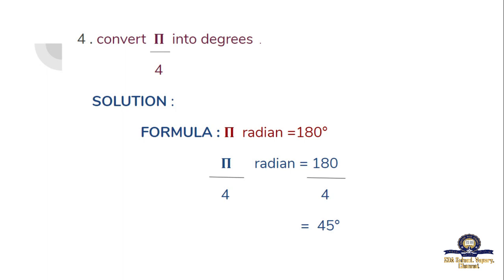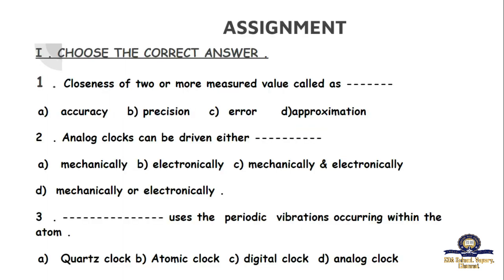And we come to the end. Now it's assignment time. For assignment, you should learn and write it in your classwork. First one, choose the correct answer. First question is closeness of two or more measured values is called as dash. The options are accuracy, precision, error, approximation.